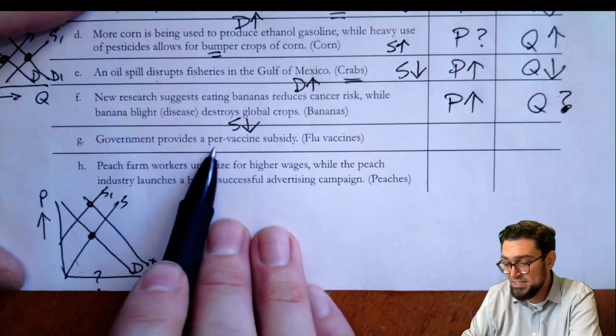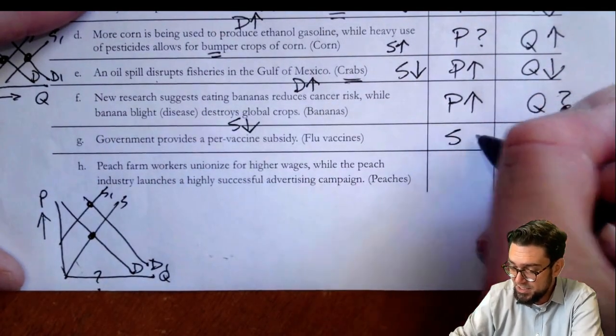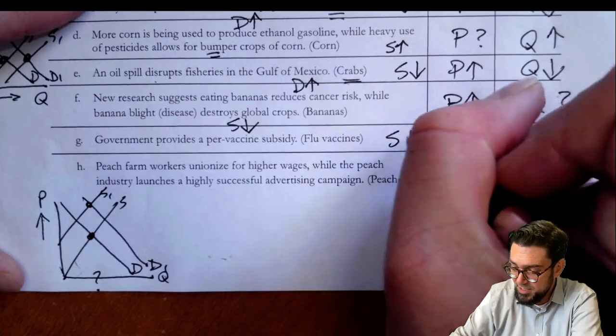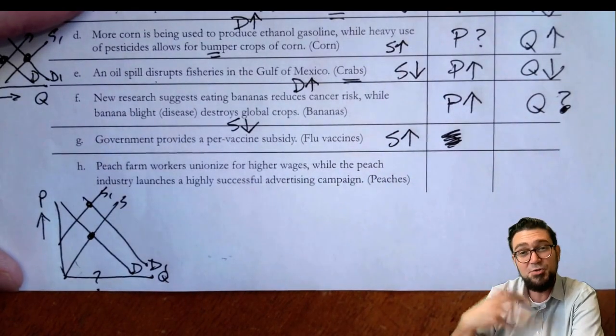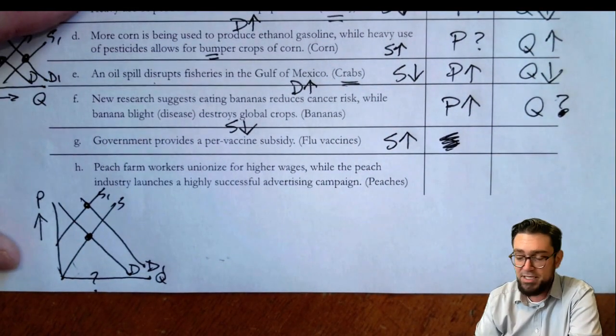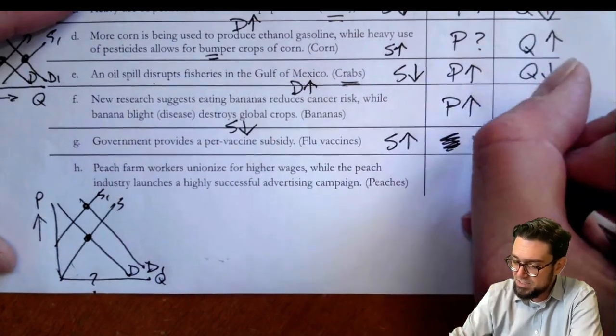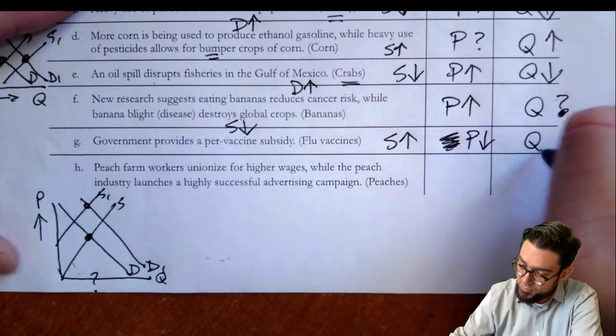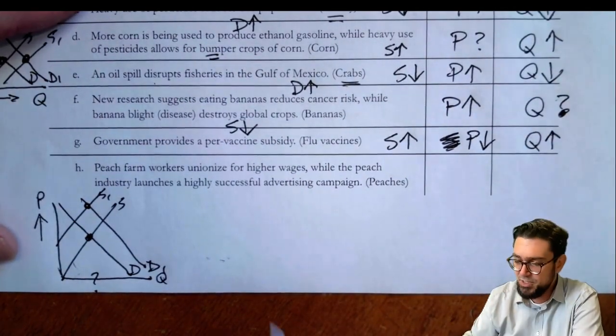Letter G, government provides a per vaccine subsidy. That's just going to increase the supply. Whoops, wrote that in the wrong spot. Increase the supply, because when you provide per good subsidies, however many you make, you get a certain amount of money per unit, that's going to increase the supply. That will reduce the price and increase the quantity of the good. It's just a straight up supply shift.